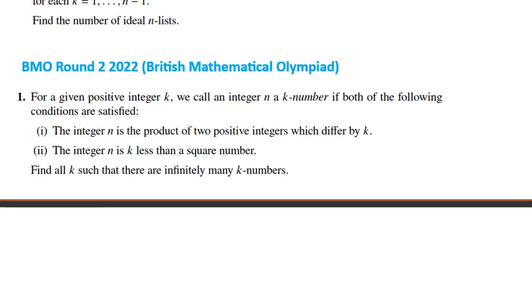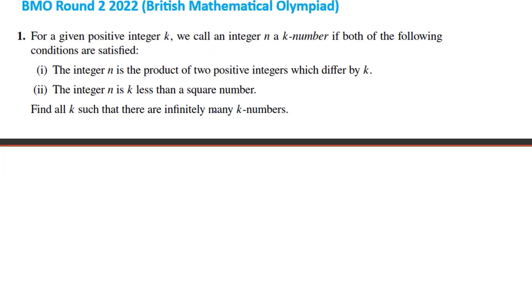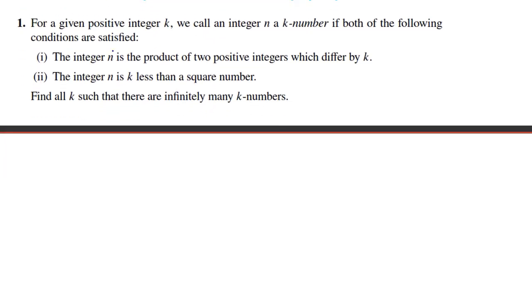Okay, VM around 2022. It says for a given positive integer k, we call an integer n a k number if both of the following conditions are satisfied: the integer n is the product of two positive integers which differ by k, and the integer n is k less than a square number. Find all k such that there are infinitely many k numbers.